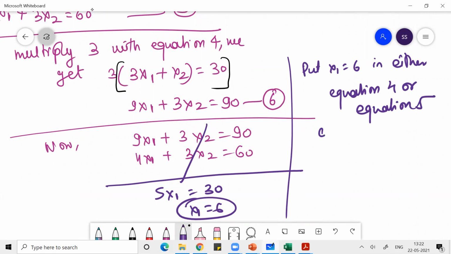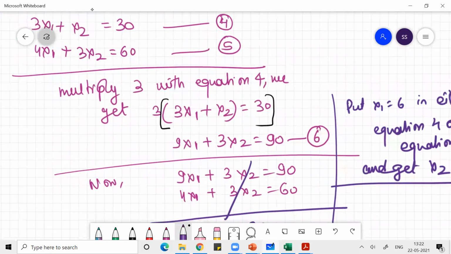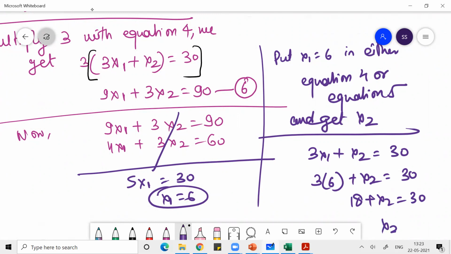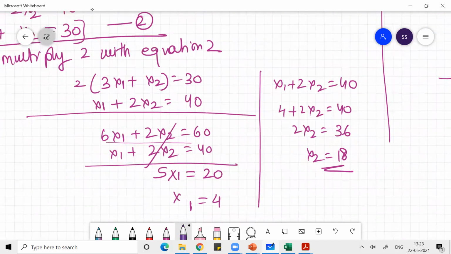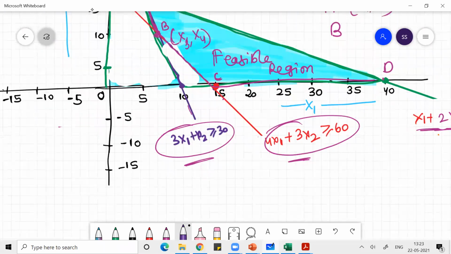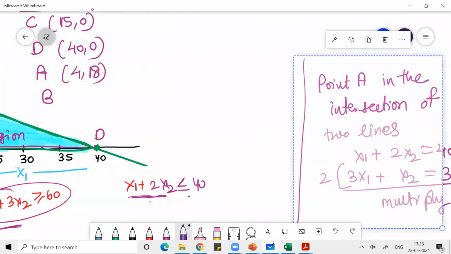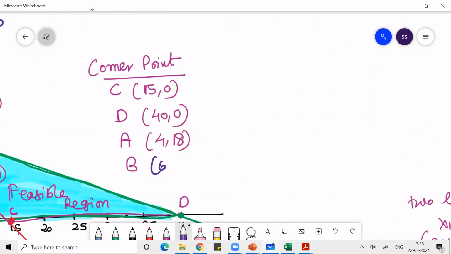Then get the x2 value. Take any equation, say 3x1 plus x2 equal to 30. So x1 is equal to 6, so 18 plus x2 is equal to 30. So x2 is equal to 12. So you get x1 equal to 6 and x2 equal to 12.